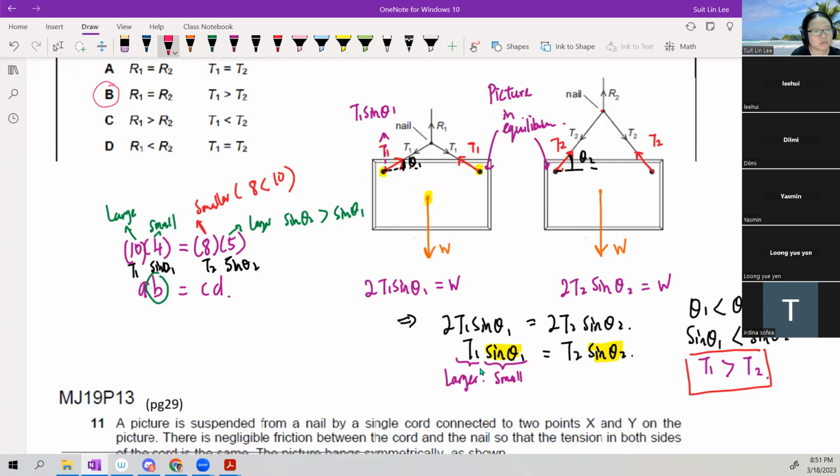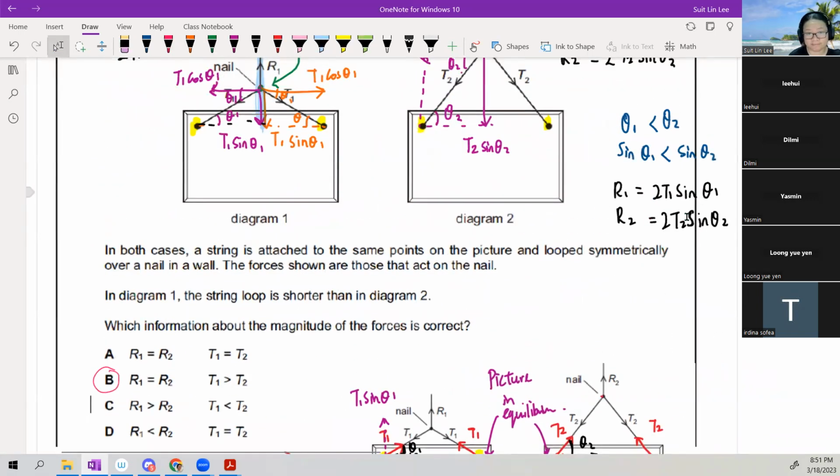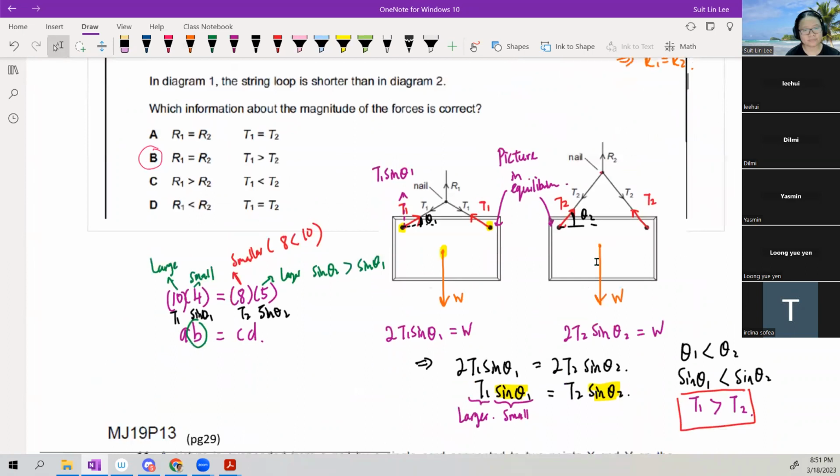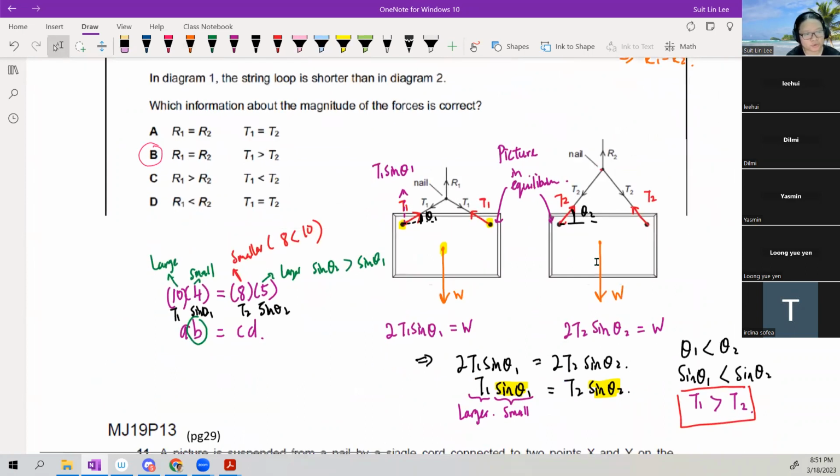Okay. And if you want to know why R is the same, well, we did this already, right? R1 is equal to 2T1 sine theta 1, which by the way happens to be W. This also happens to be W. So from here, R1 is equal to R2. Is it a bit of trigo? Not really. It's just, do you know how to sense the different changes when you have many variables? That's the challenge of this question.